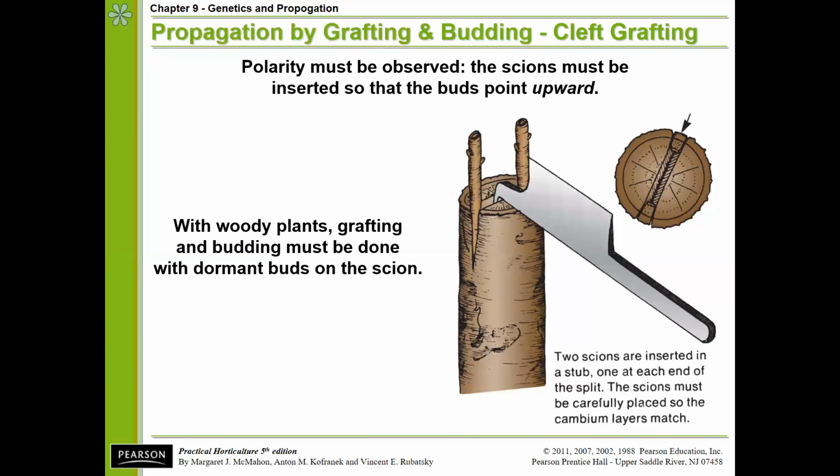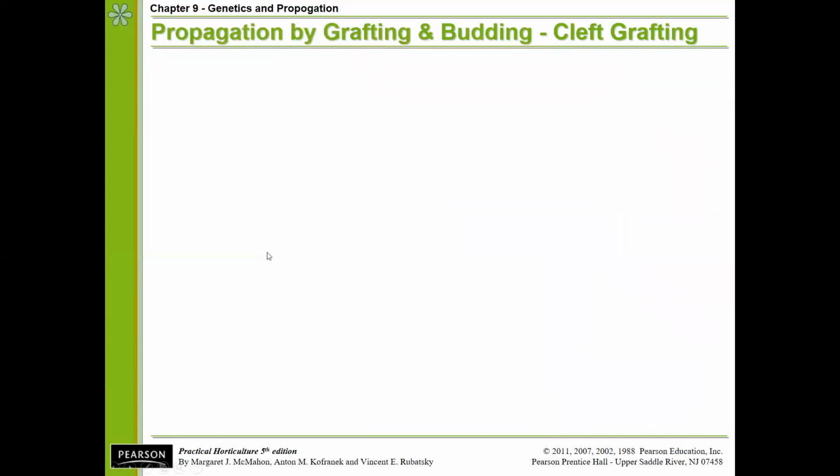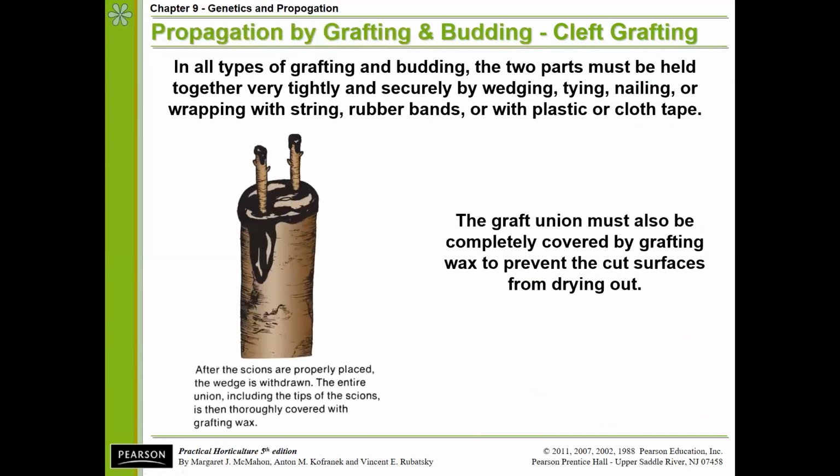Notice they have that wedge shape on each of the scions stuck in there. Of course, you have to have the bud tips pointed up or it won't take. And then after you get it there, you wax over that area. The wax is meant to hold in moisture and also meant to prevent insects or disease from getting into that graft union.